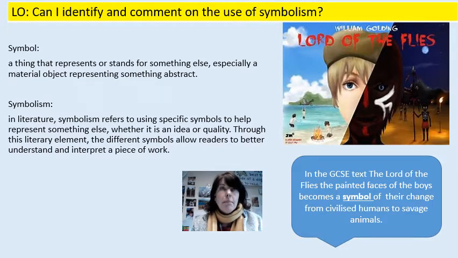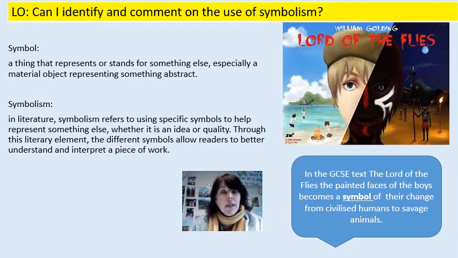So, for example, one of the symbols on your sheet was the dove. That is a real physical object, but it's standing for the abstract or non-physical idea of peace, isn't it? So in literature, symbolism refers to using specific symbols to help represent something else, whether it's an idea or a quality. Through this literary element, the different symbols allow readers to better understand and interpret a piece of work.